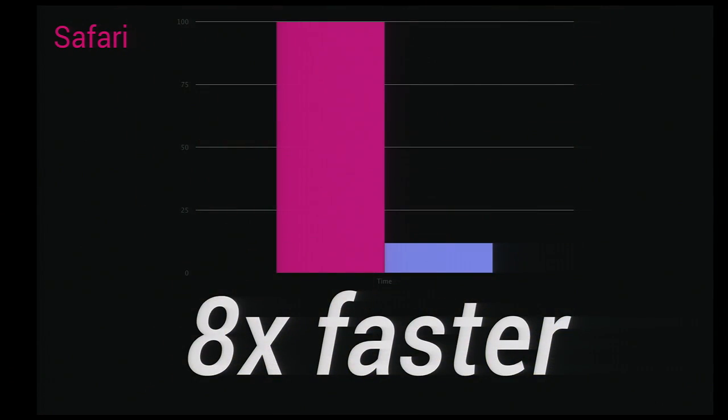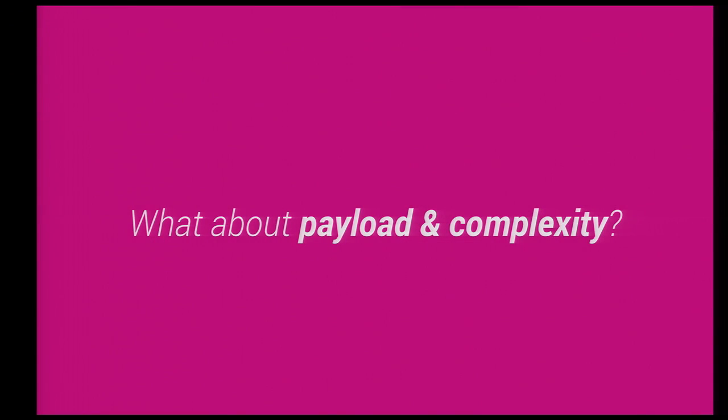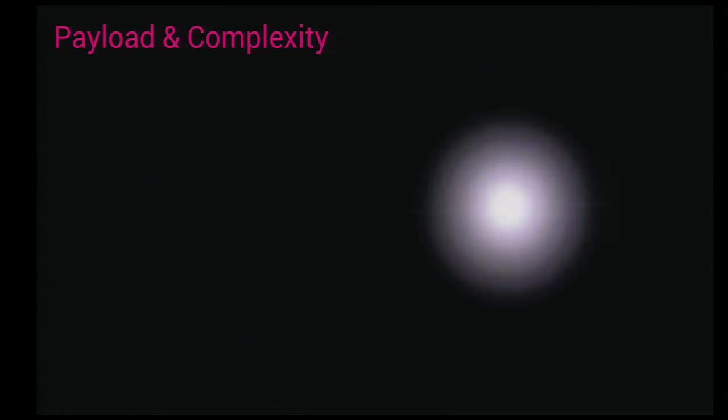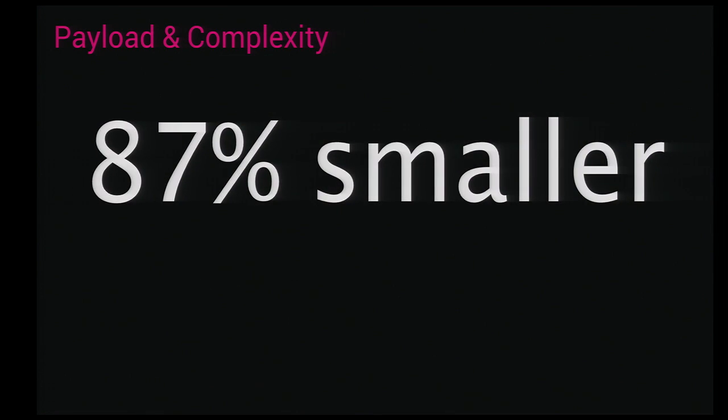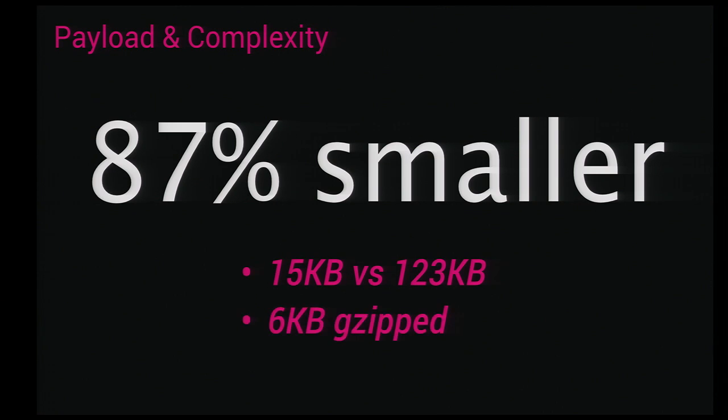On Safari, the story is a little bit different. So the same app starts up 8 times faster on Safari. So it's more of an improvement than Chrome, but we had more to do on Safari. So Chrome is still faster because it has the native features, but the penalty is reduced to as small as we could make it. All right, so it's way faster, but what about payload and complexity? So we've reduced payload 87%. So it's 15K now, and that's 6K gzipped.